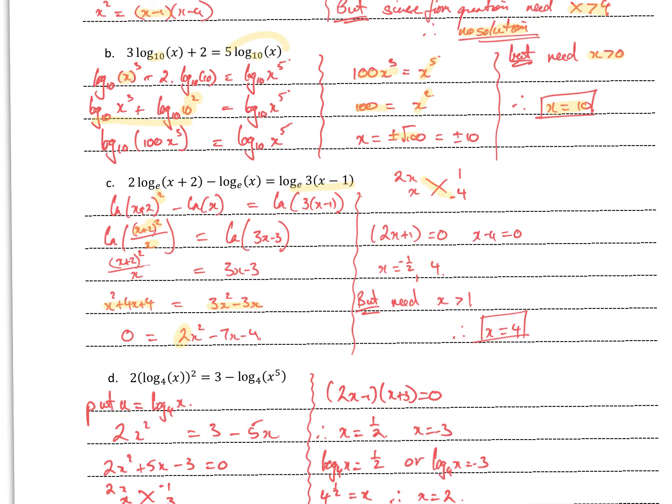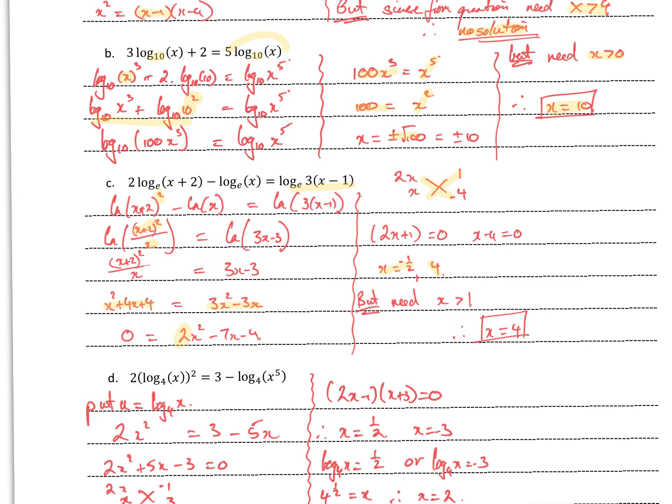Obviously, if I fire down the line there, 2x times negative 4 is minus 8x, plus x times 1, which is plus 1, so it gives me a negative 7x, which is my middle term. So I end up with (2x + 1)(x - 4) equal to 0. So x is equal to minus a half and x is equal to 4.